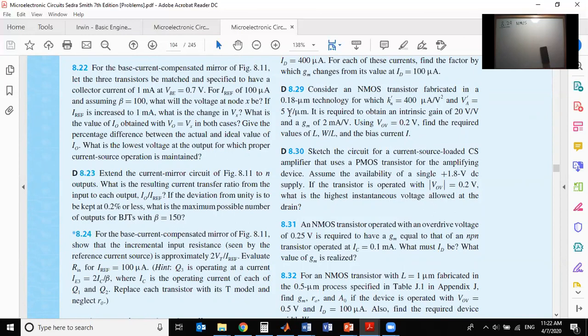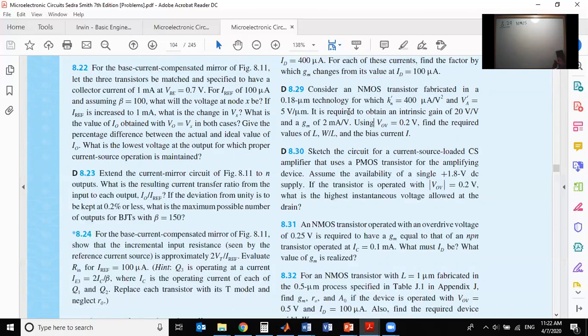The length L is not necessarily 0.18 here, because one of the questions is to find the required L, W over L, and so on. So I think this is the minimum, you cannot get below this one. This is not a number given for any of the parameters, so you have to make sure that everything works within this minimum.